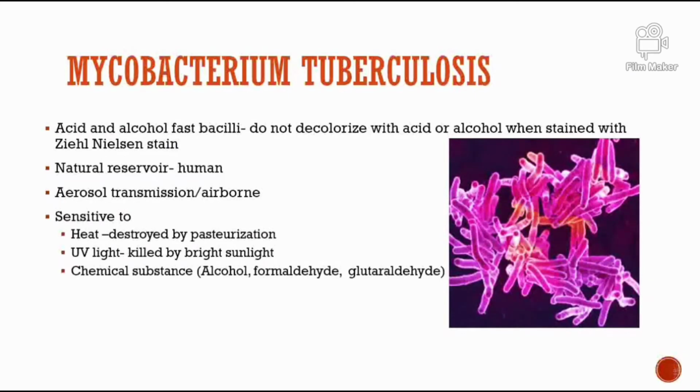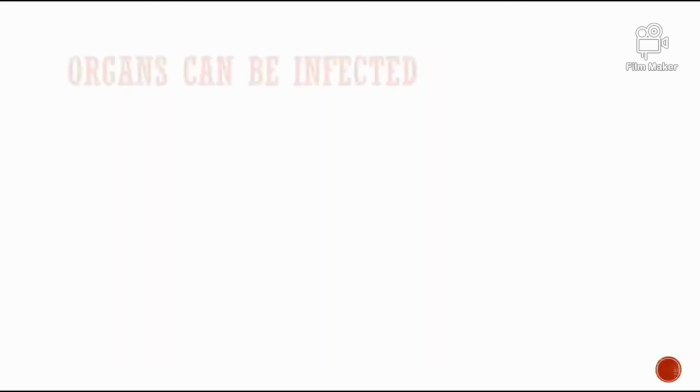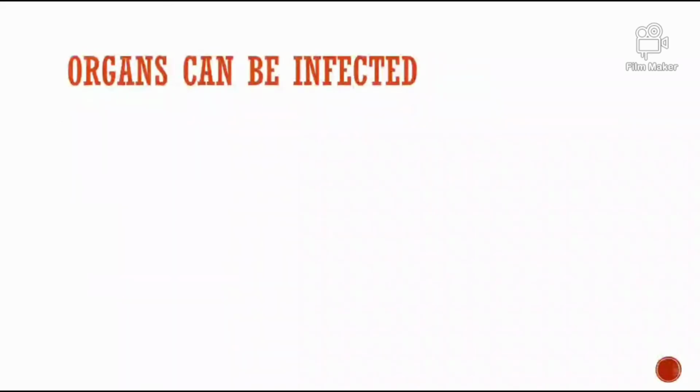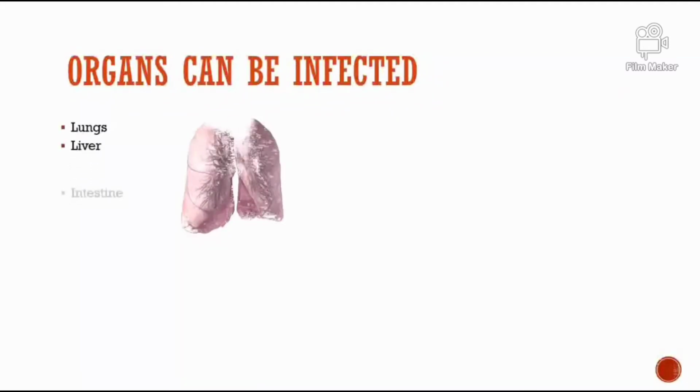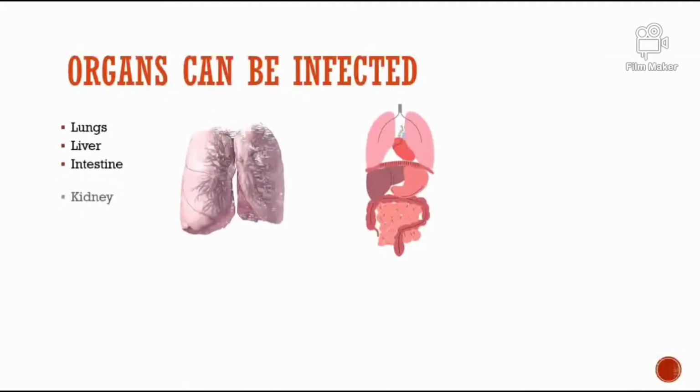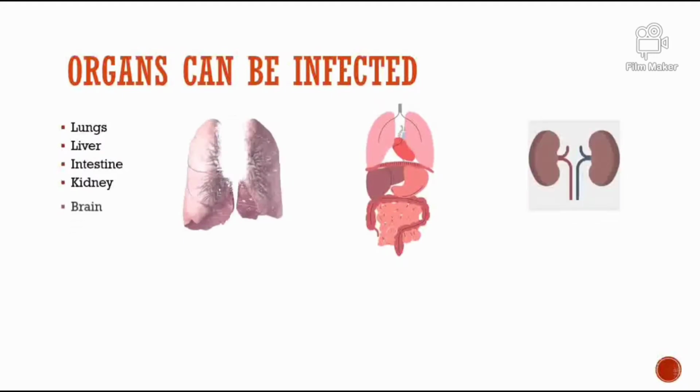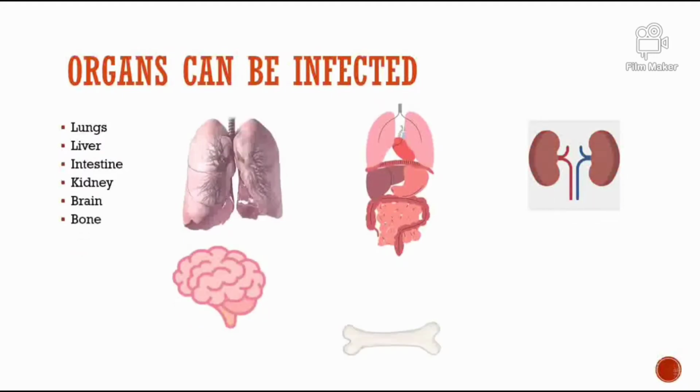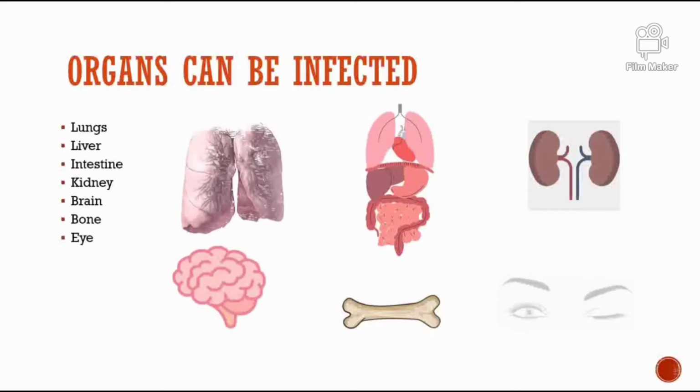Mycobacterium tuberculosis is sensitive to heat because it is destroyed by pasteurization, and it is also sensitive to UV light and chemical substances such as alcohol, formaldehyde, and glutaraldehyde. Mycobacterium tuberculosis can affect the lungs, liver, intestines, kidney, brain, bones, eyes, and the skin.